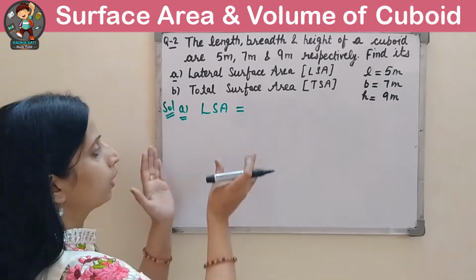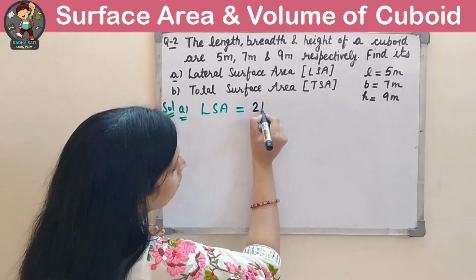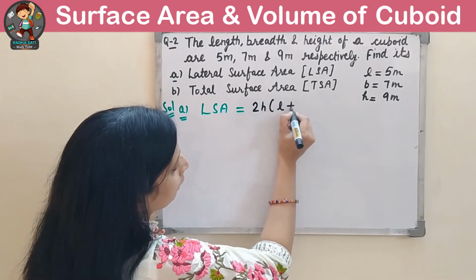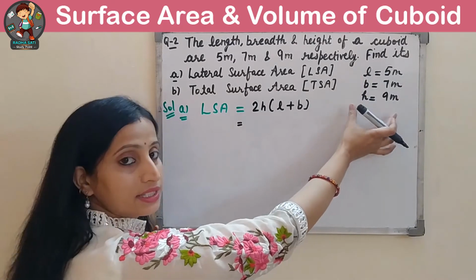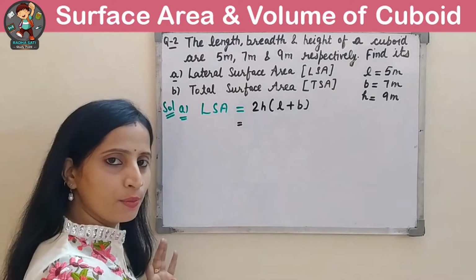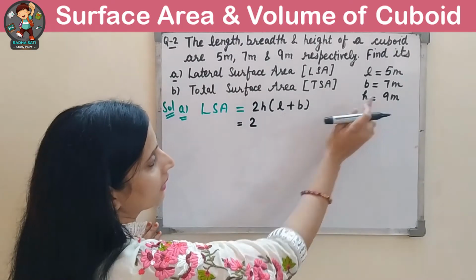Okay. We know the formula to find the LSA. It's 2H times L plus B. Now we will only substitute these given values in this formula. Okay. 2 multiplied by height. It's 9 meter.